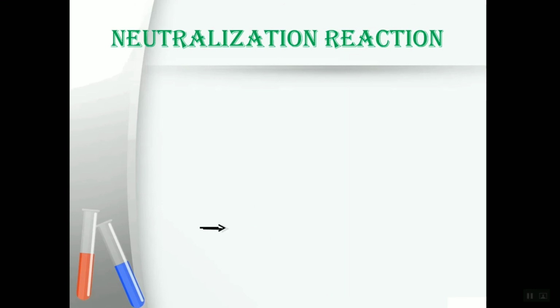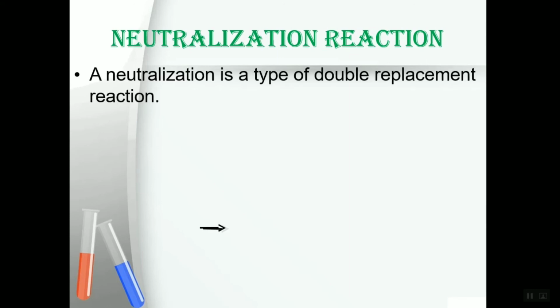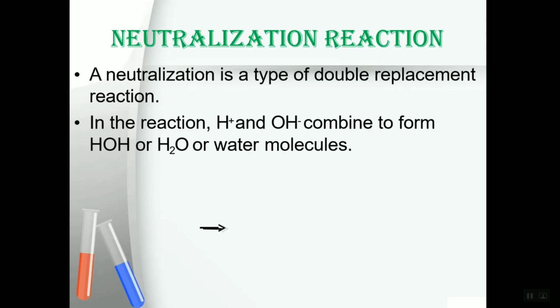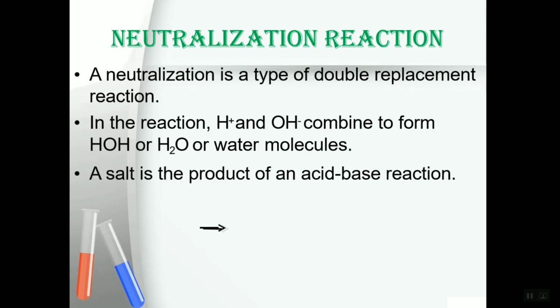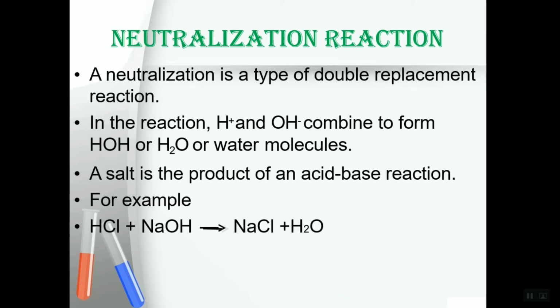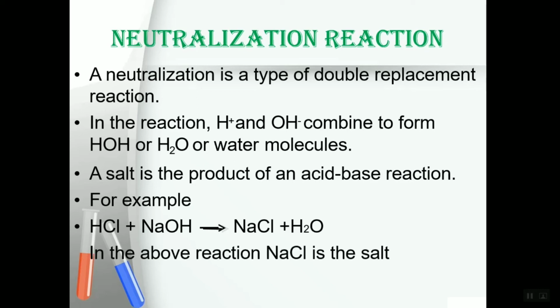Now neutralization reaction. A neutralization is a type of double displacement reaction. In the reaction, H plus and OH minus ions combine together to form HOH or H2O, or water molecules. A salt is the product of an acid-base reaction. For example, when HCl combines with NaOH, it will form NaCl plus H2O. In other words, if an acid and a base combine together, water and salt form, so this is nothing but the neutralization reaction.